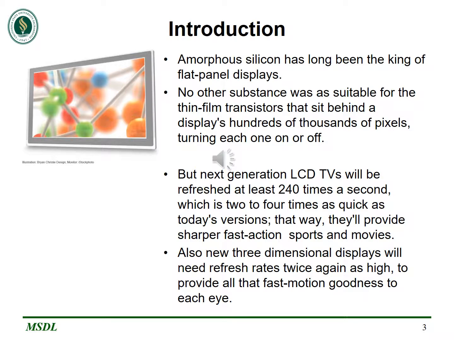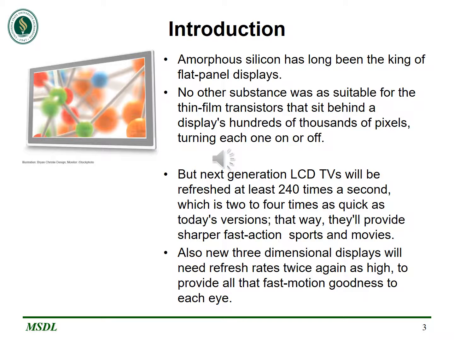Starting with the introduction, amorphous silicon has long been the king of flat panel displays. It began its reign in PC monitors and then TVs, then netbooks and also smartphones, but no other substance was as suitable for the thin film transistors that sit behind a display's hundreds of thousands of pixels, turning each one on and off.